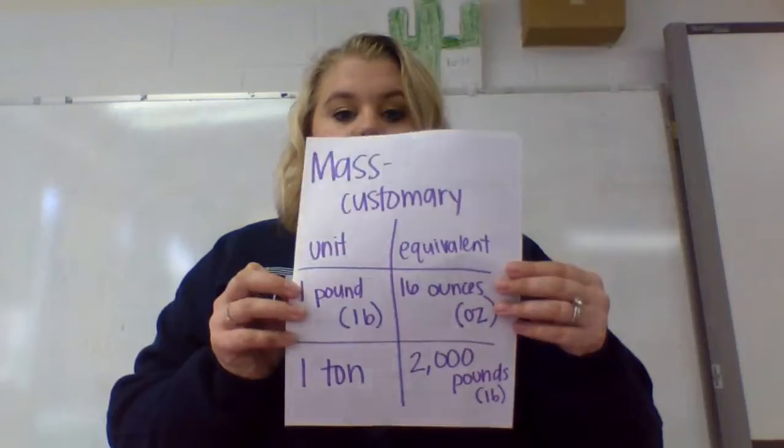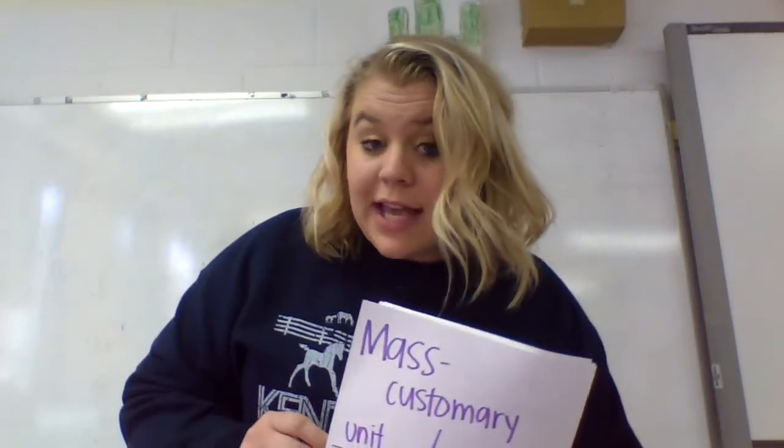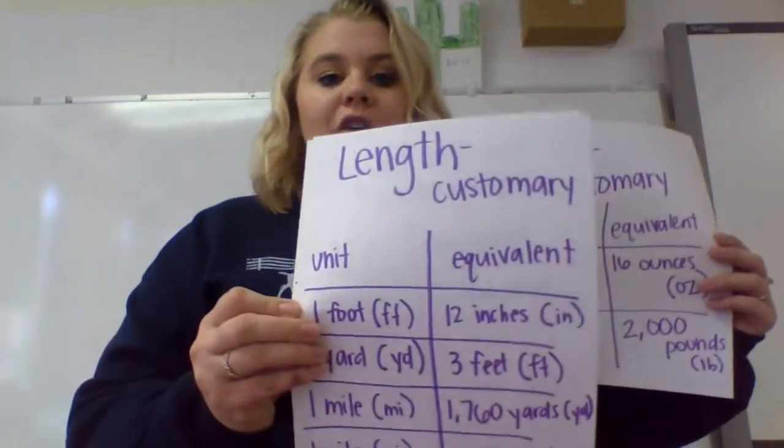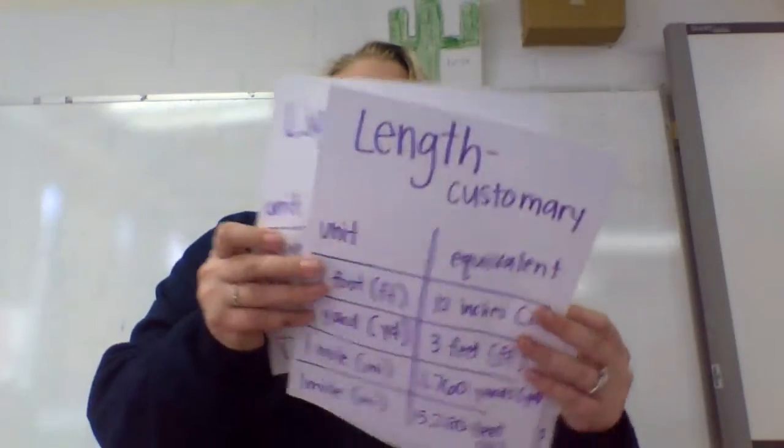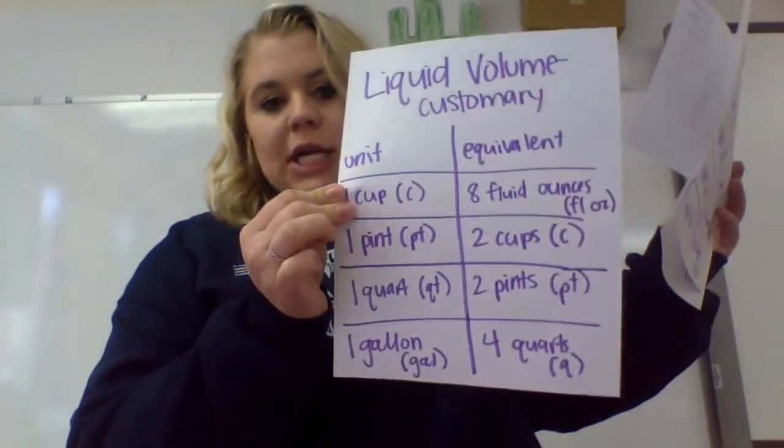Okay, so we are going to talk about this lesson. Last lesson was all about different measurements. Today we're going to convert within the customary system. So we know we have our mass measurements, and you should have all of these tables saved down somewhere. We have our length, and we have our liquid volume. Remember, this is our kingdom of gallon.